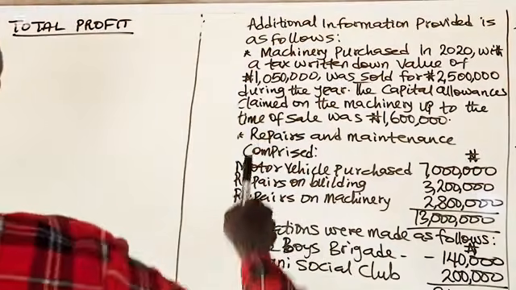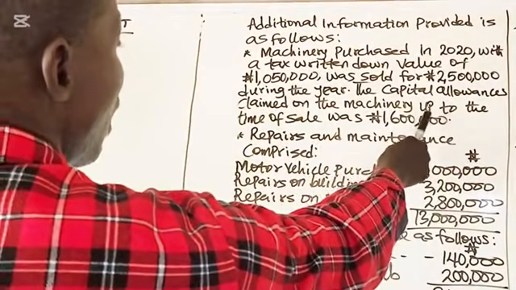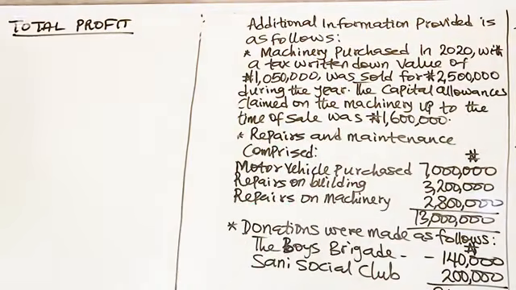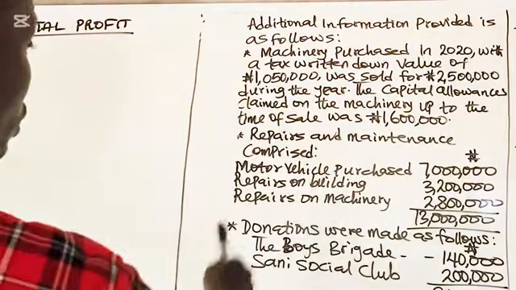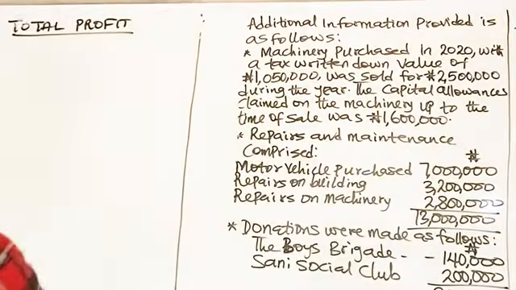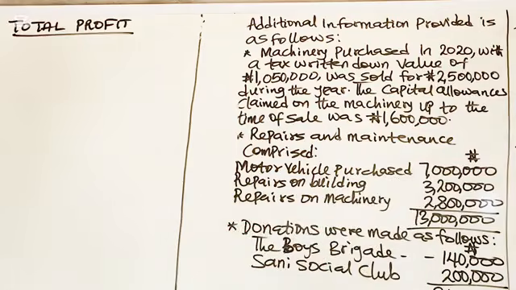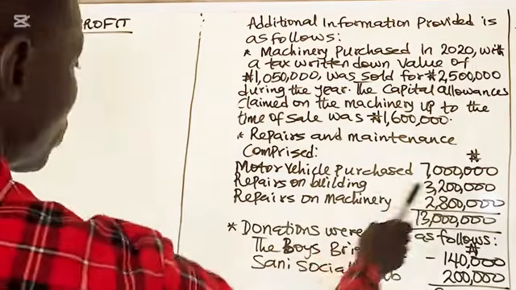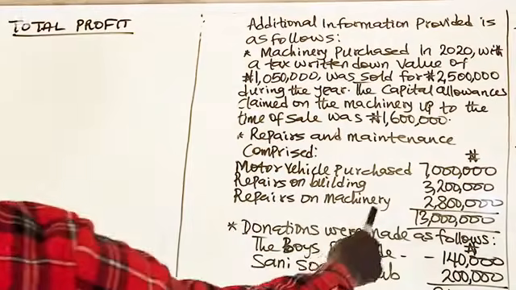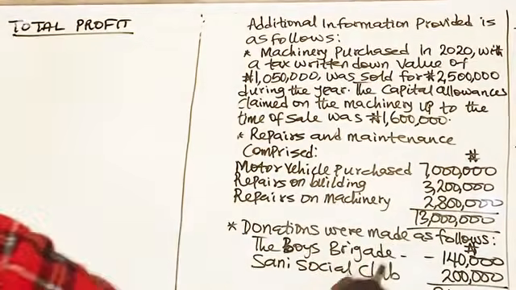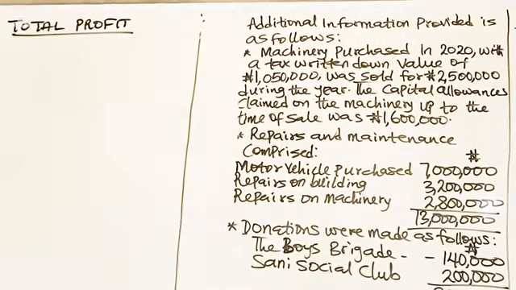The capital allowances claimed on the machinery up to time of sale was 1.6 million naira. 2. Repairs and maintenance comprised motor vehicle purchase of 7 million naira, then repairs on building of 3.2 million naira, repairs on machinery of 2.8 million, total 30 million naira.